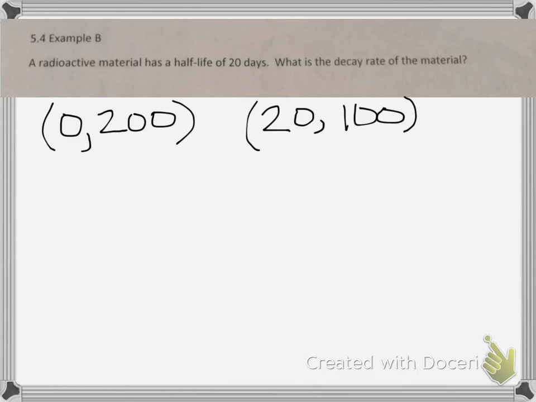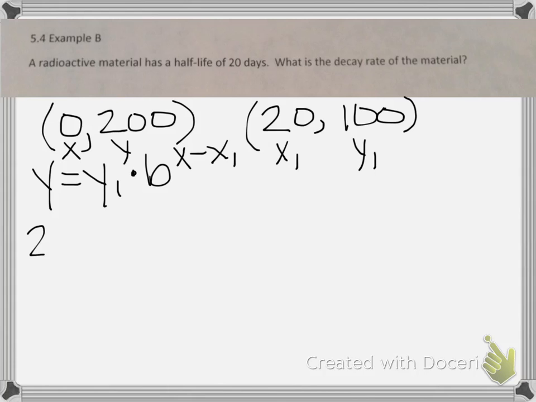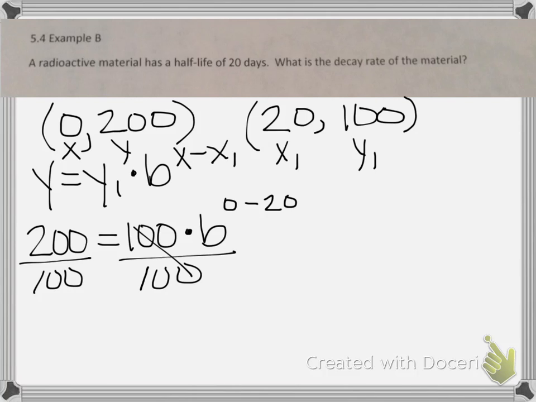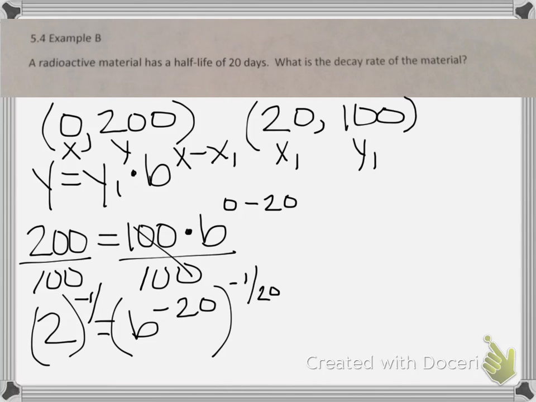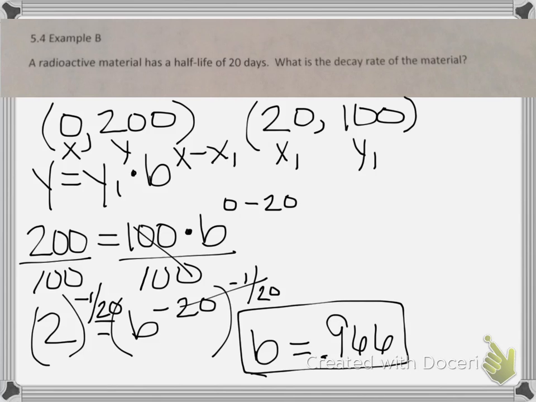And again, I have this point here. Radioactive material has an exponential decay, so we are going to use, again, that point ratio formula to find our ratio. Here's x and y, here's x1 and y1, and we plug away. So 200 equals 100 times, again, b is what I don't know, and then 0 minus 20. So simplifying here, dividing, so I have b to the negative 20 is equal to 2. So now, again, solving a power equation, raising it to the power of the reciprocal, and calculating that, we find out that b is equal to 0.966. So now this is our ratio.